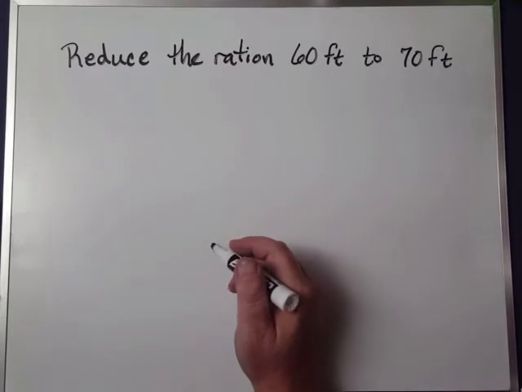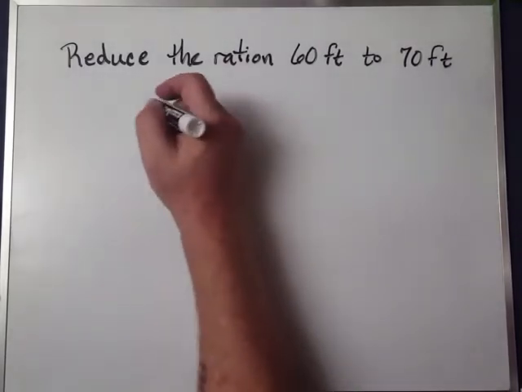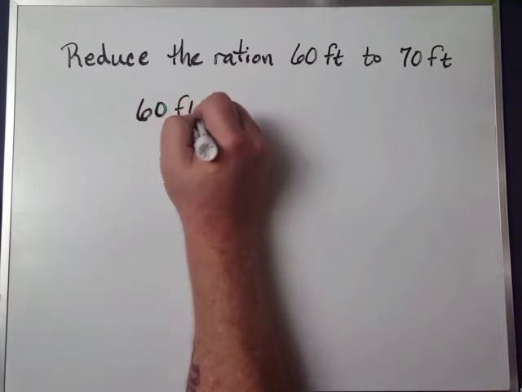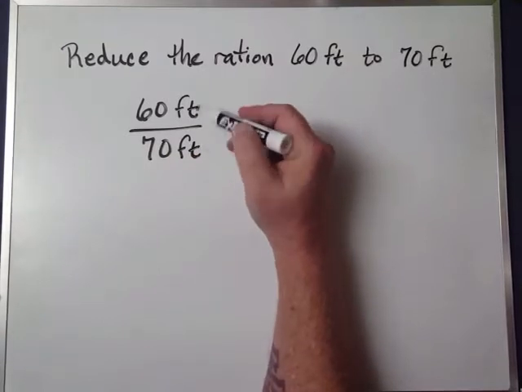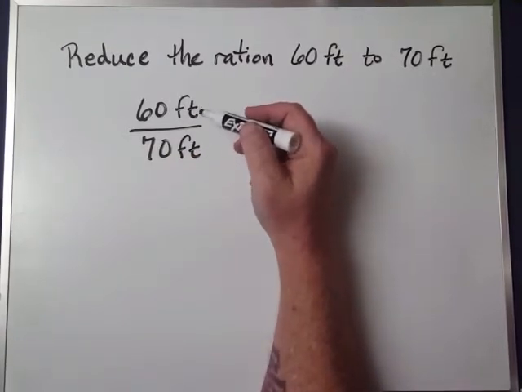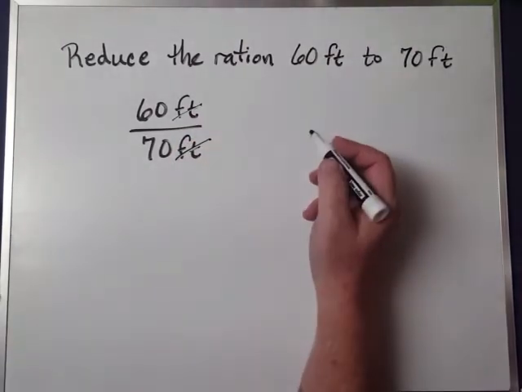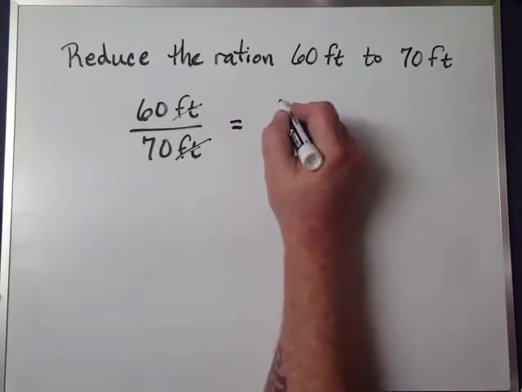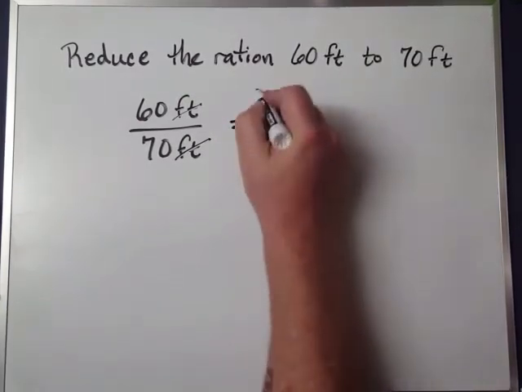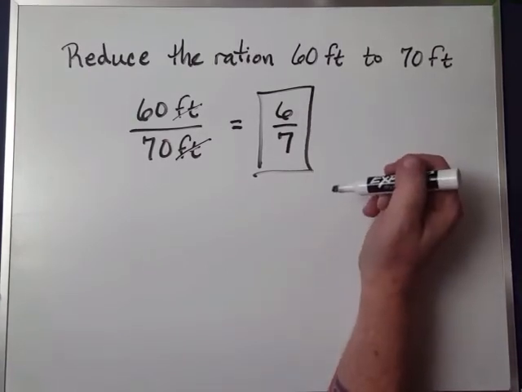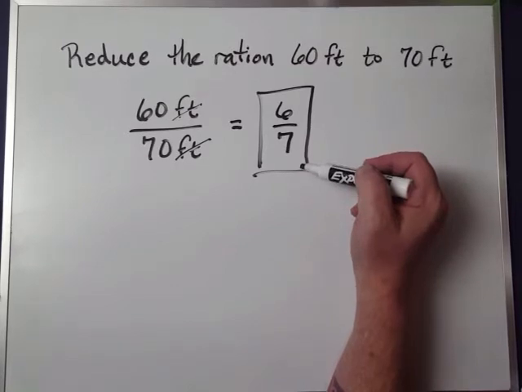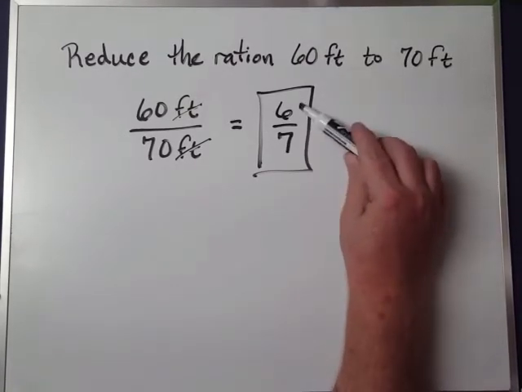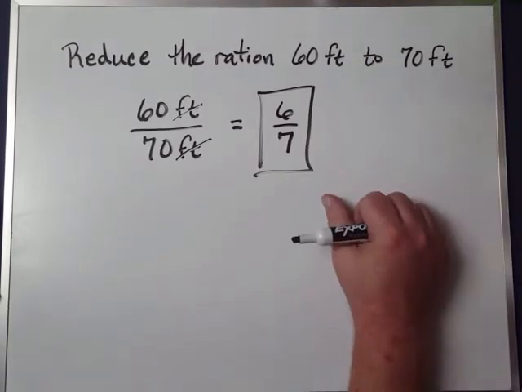In algebra, we're going to want to write these as fractions. So we will write this as 60 feet to 70 feet. And the nice thing about units in a fraction is they'll cross cancel, just like any other factor. Feet cancel, and 60 over 70 reduces to 6/7. So my final ratio is the ratio 6 to 7, which means, this is a multiplicative comparison, it means that 60 feet is 6/7 as big as 70 feet.